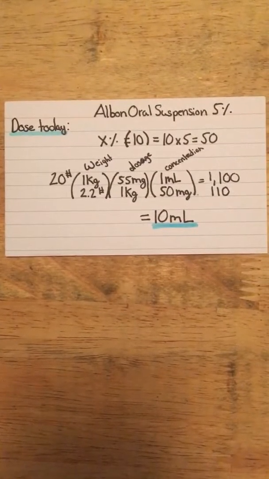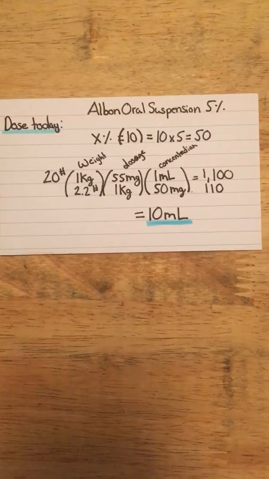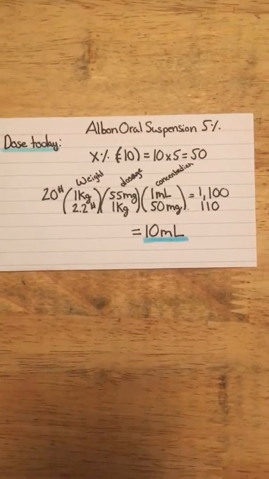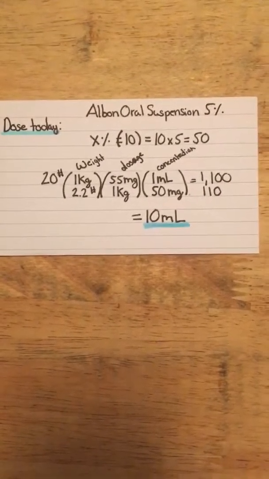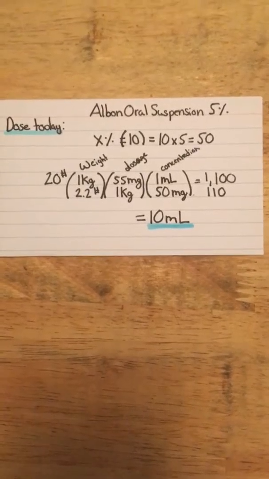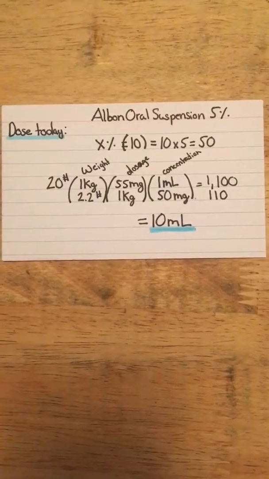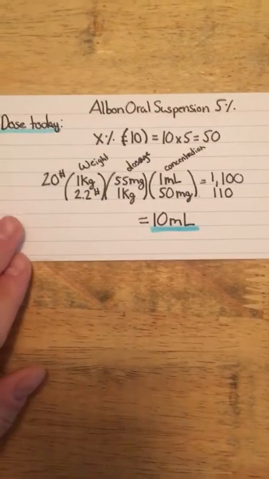So to calculate the dose for today, again, it's Albon oral suspension 5%. The first thing that we need to do is change 5% into milligrams in order to get it into our equation. So we're going to take our percentage, which is 5%, multiply it by 10. So we take 10 times 5, it'll give us 50. We're going to set up our math problem.